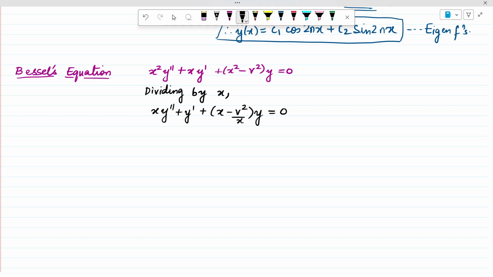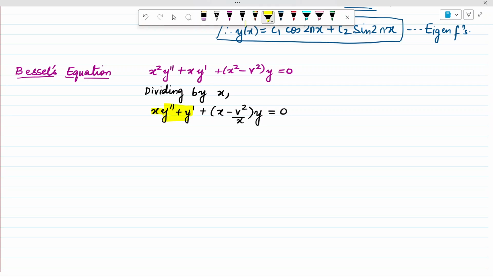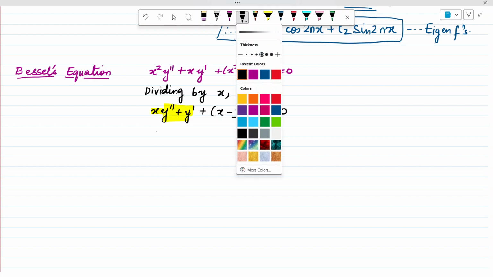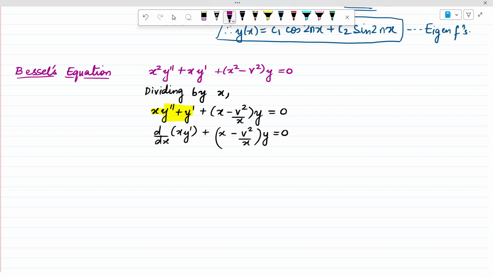To bring it in the standard form of Sturm Liouville, observe these 2 terms here. Can I say this is nothing but d by dx of xy dash, the highlighted term, and this is the remaining part? Can I write it like this? Is that correct?